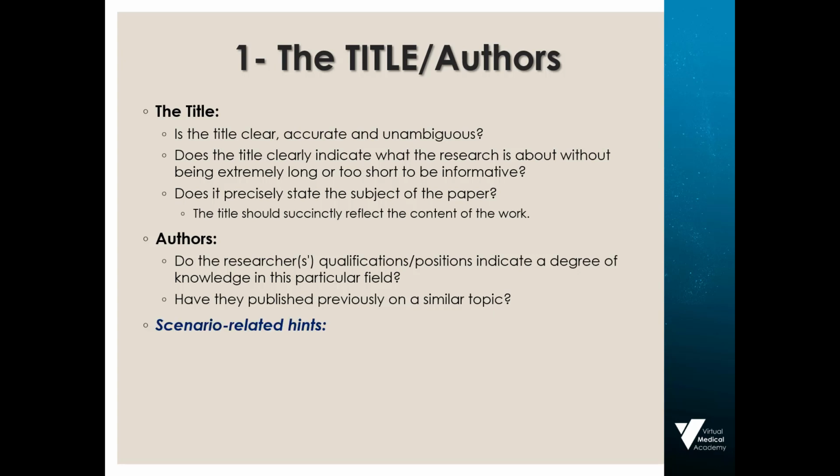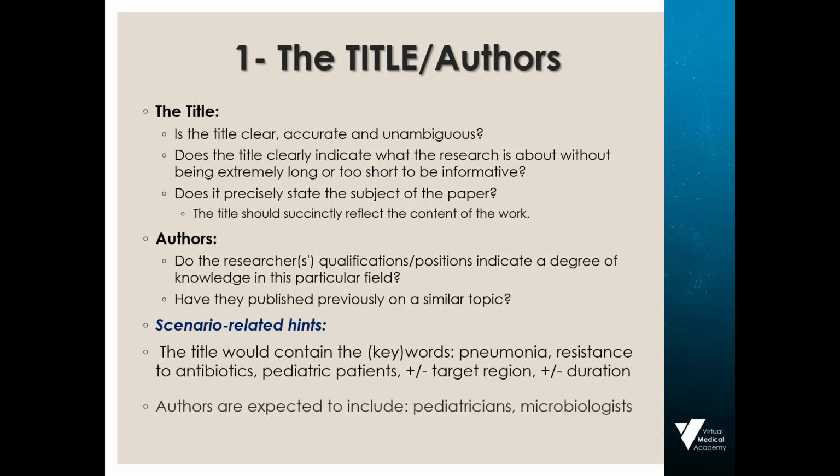So if we go back to the scenario, we expect that the title we are looking for would contain the keywords that were underlined in the first scenario. For example, pneumonia, resistance to antibiotics, pediatric patients, target region, Saudi Arabia in our case, and the duration of the time period. So if the title involves preferably 2 or more of these keywords, then it's most probably relevant to our task. Others are expected to be, in terms of specialty, pediatricians, microbiologists, or any other relevant specialists like immunologists, probably relevant to the topic of our search.